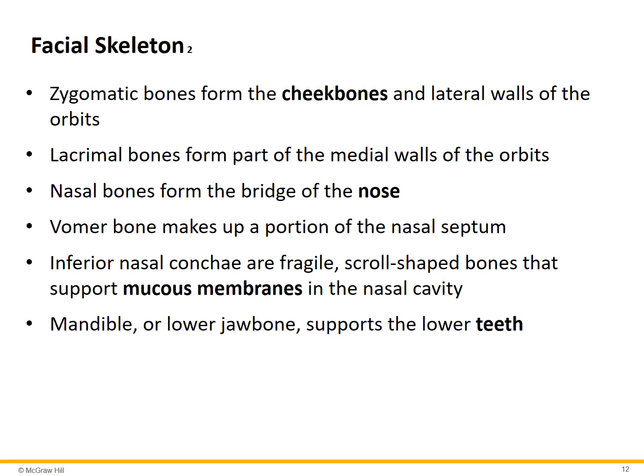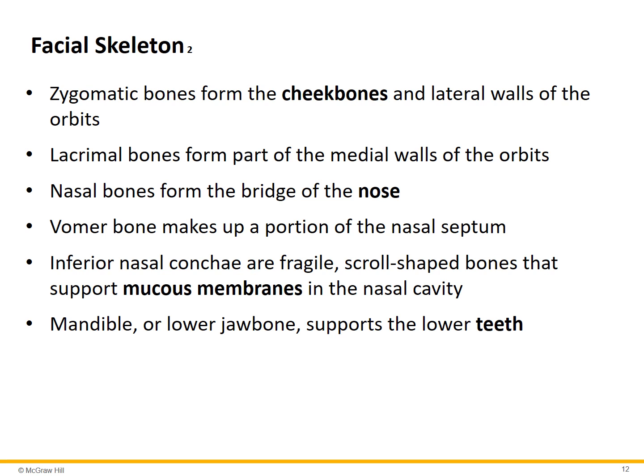The nasal conchae, which we looked at when we did the respiratory system, are scroll or curved shaped bones. Concha means like conch shell, like the shells that you might see at the seashore. And they are supported by mucous membranes. So when you breathe in, the air swirls around these mucous membrane lined nasal conchae. It slows down the airflow.